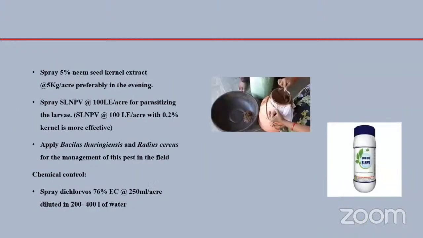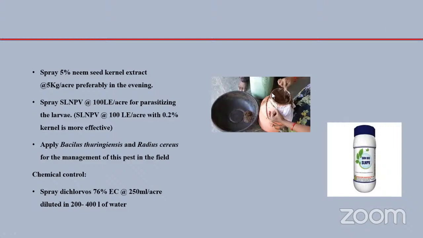Next, you can also go for spraying of 5% neem seed kernel extract at 5 kg per acre. If you notice in sunflower, most of the pests are from the Noctuidae family. We can also spray Spodoptera litura NPV at 100 larval equivalent per acre. It will be more effective if you use this SLNPV in combination with 0.2% neem seed kernel extract. You can also apply bacterial formulations like Bacillus thuringiensis and Bacillus cereus for the management of this pest.